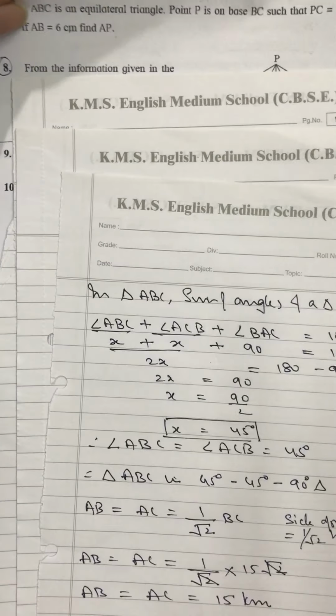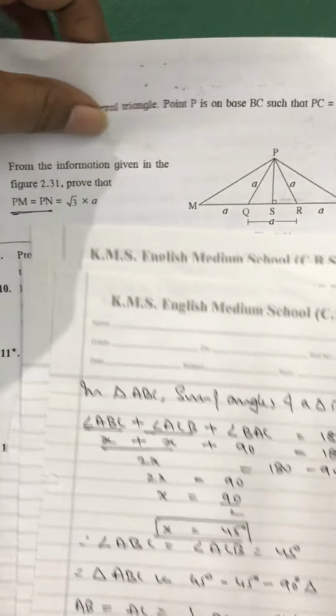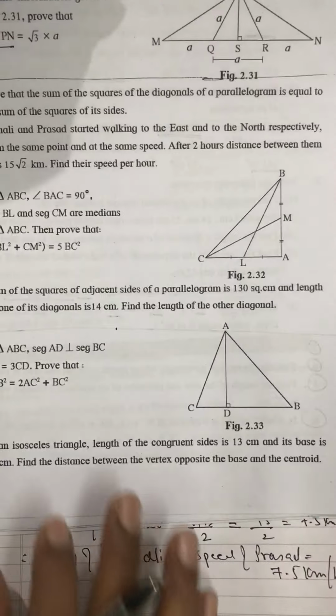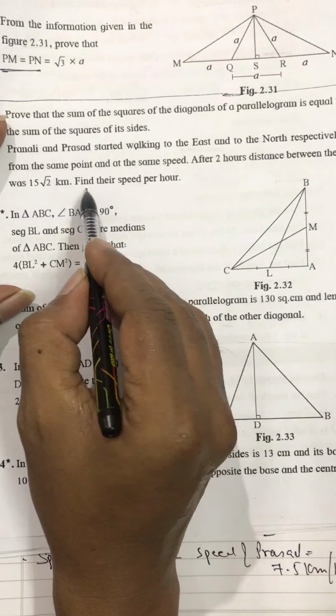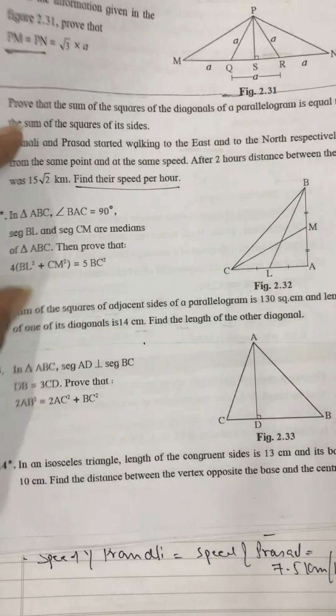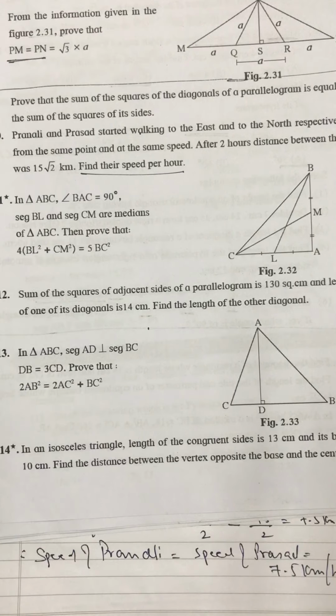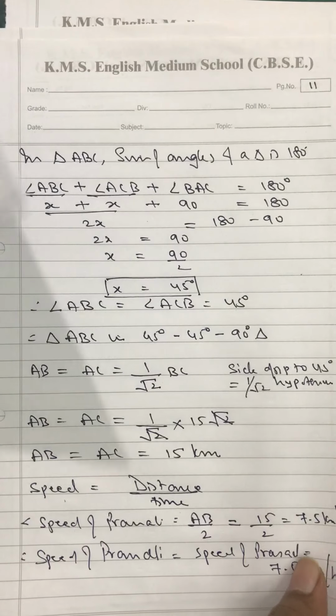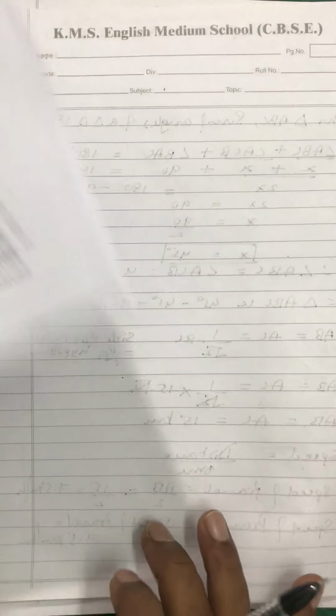Where is the question? Find the speed per hour. Fine. So that is 7.5 kilometer per hour. I hope the answer is right. Actually, there is no reason for it to be wrong in any way. Yeah, 7.5 kilometer per hour. Okay. So in this way we finished with this.